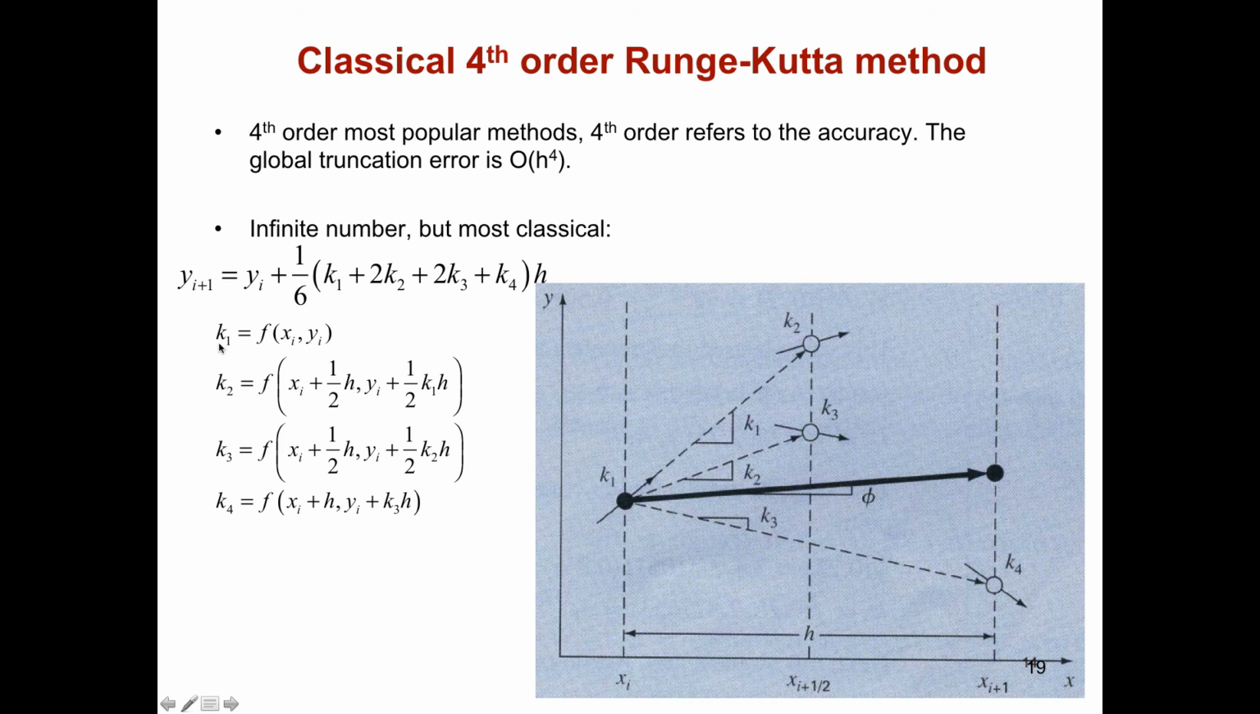Your K1, your slope K1, is this first Euler slope. K2 is evaluate f at this halfway point, and this is what your first halfway estimate with K1 was. Then evaluate K3, evaluate K4. You ultimately have formulas and you write a formula.